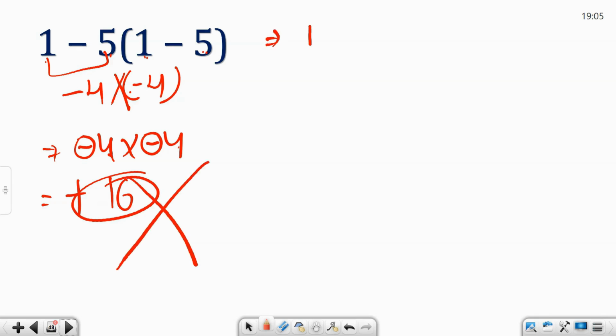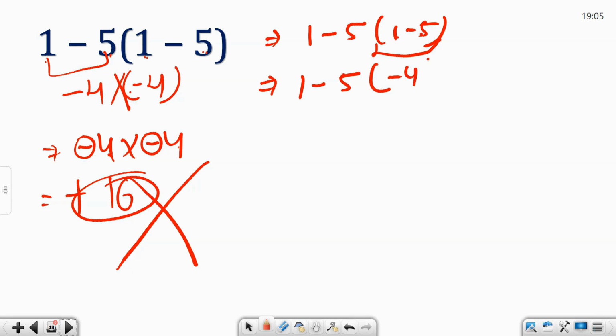Now rewrite the question, 1 minus 5 in the bracket. So according to the BODMAS rule, we'll solve the bracket first. 1 minus 5 in the bracket is minus 4. Now, after removing the bracket, we'll do the multiplication. Multiply by minus 4, and minus times minus becomes plus. 1 plus 5 into 4.